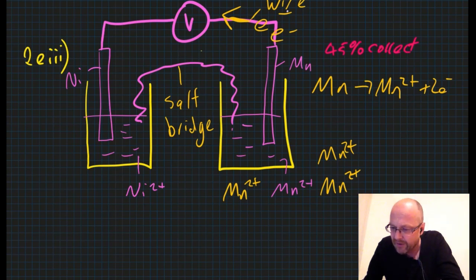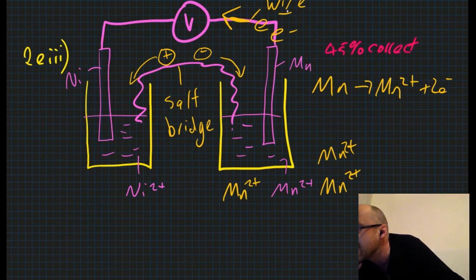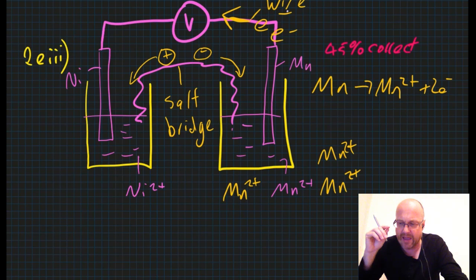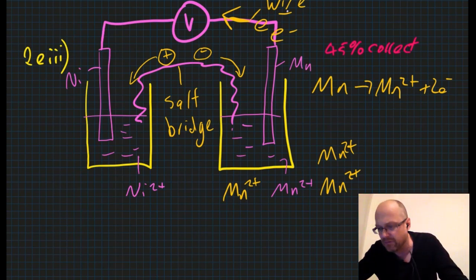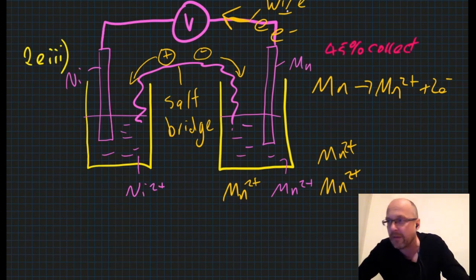So whatever the negative ion in the salt bridge is, it's going to go towards the manganese, and the positive ion in the salt bridge is going to go towards the nickel. Just the opposite. Is that right? Cations to the left, plus E-cat. Cations are plus to the left. That's it. All right. Oh, that was tricky. 45% of people got that right, or they got 45% of the marks.